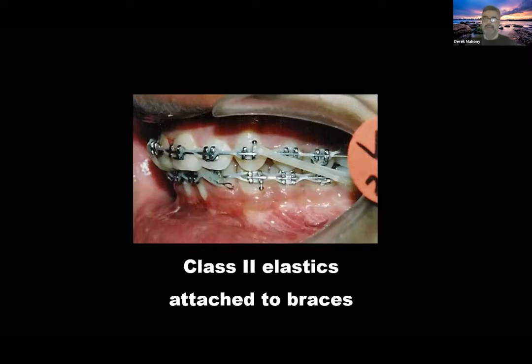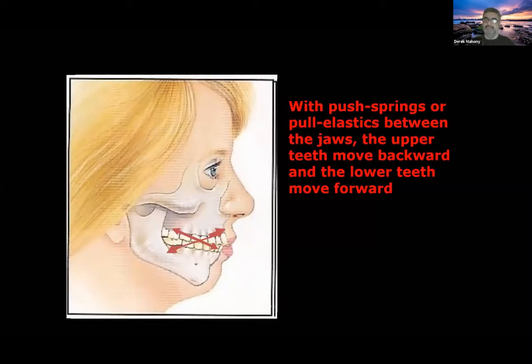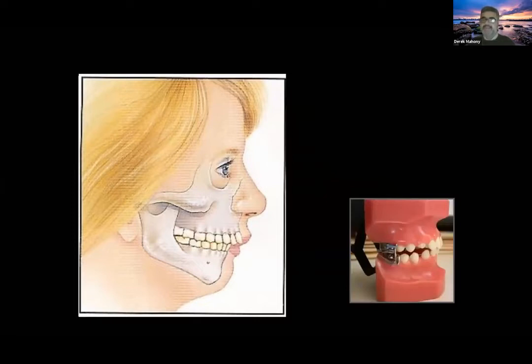So in my practice, you'll see a lot of fixed functionals, followed then by straight wire, where I use a high torque prescription in the upper and a super low torque prescription in the lower. And then if that's not enough, I'm adding on my rectangular stainless steel negative torque and bite jumper type mechanics, right? So if you want to talk about push-pull springs or pull elastics, it's all about trying to control the torque of your incisors and doing that after you've corrected the skeletal imbalance.